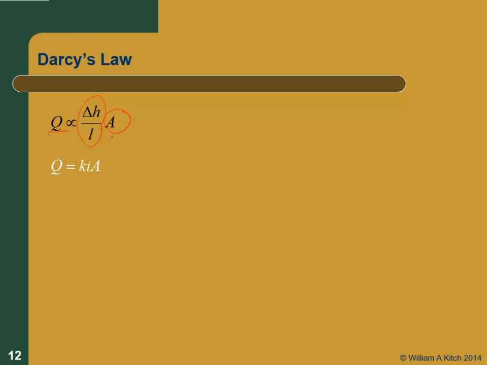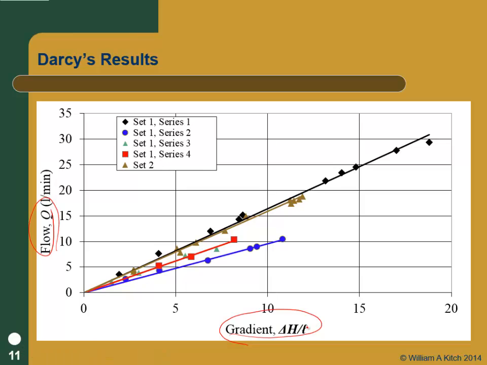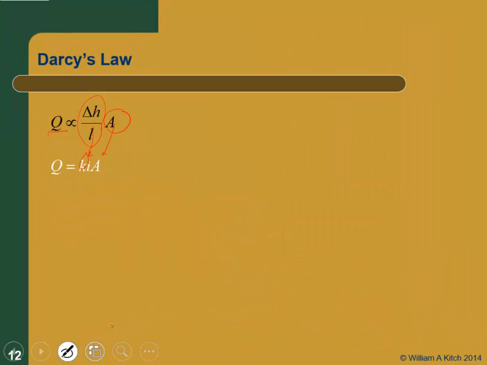So K is the constant of proportionality. H over L is just I, A is A, and K is just the constant of proportionality. So it's the slope of this line. Right? So this is H over L, this is Q, so the slope of this line is K. So the gradient is H over L.